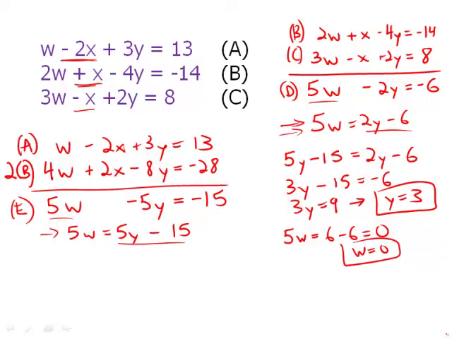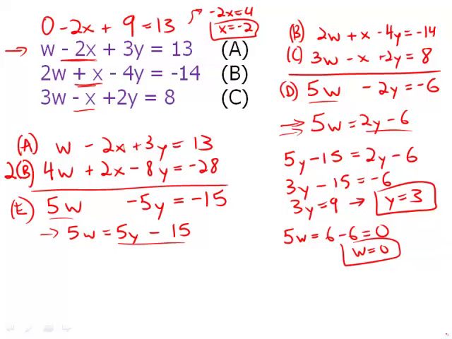So now I have the value of w and the value of y. I'm almost done, but I need the value of x. So now I actually have to go back to one of the original equations. Let's take the top one, A. W, that's 0, minus 2x plus 3y, so 3 times 3 is 9, equals 13. Subtract 9 from both sides, I get negative 2x equals 4, or x equals negative 2. And those are the three values of the three variables from these equations.